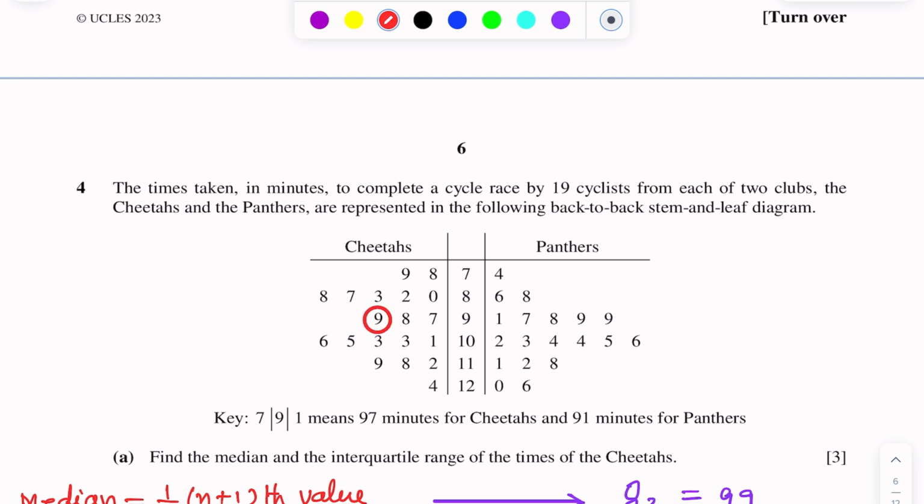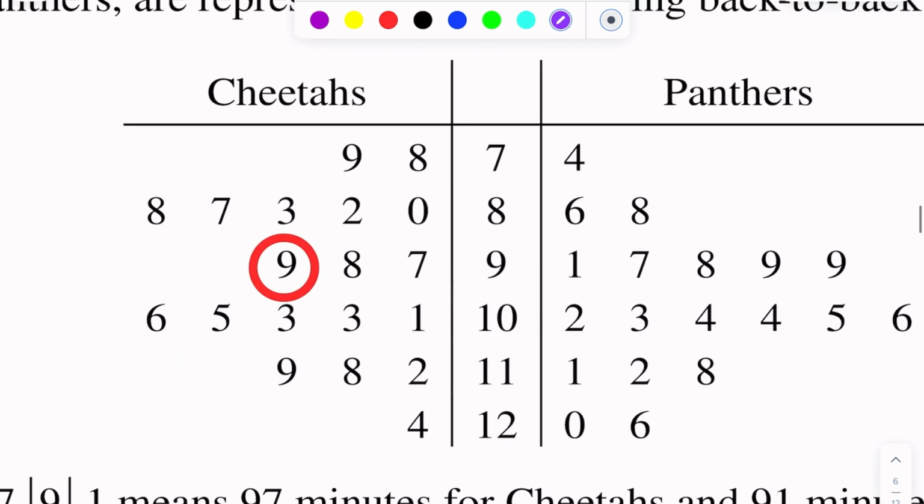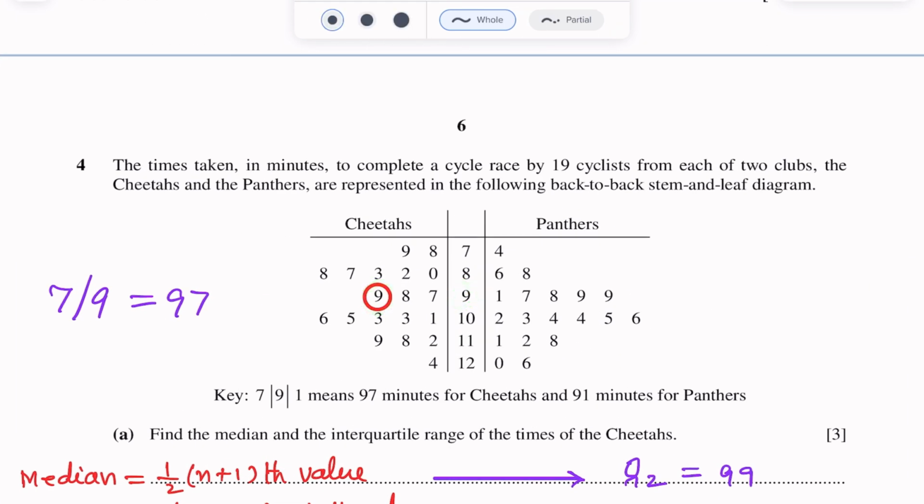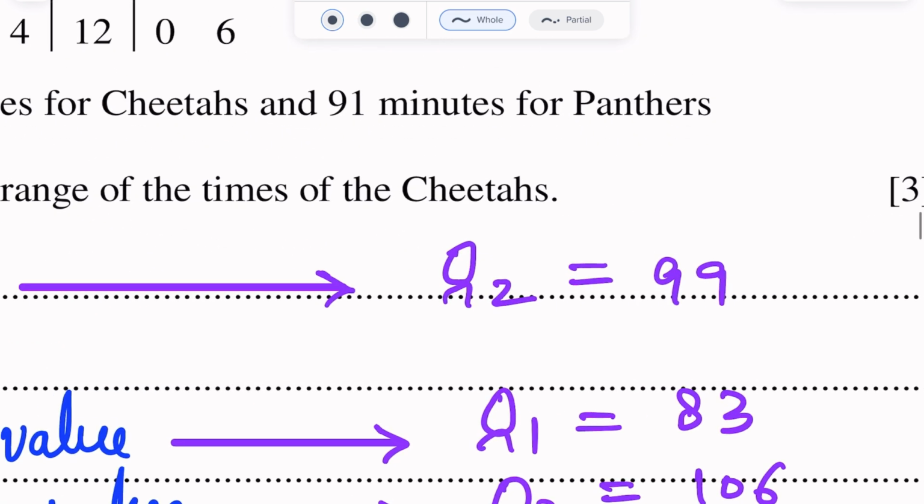According to the key for Cheetahs, 7|9 represents 97. So this value, 9|9, means 99 minutes. So the median will be 99 minutes for Cheetahs.